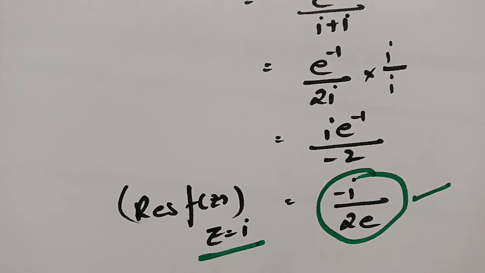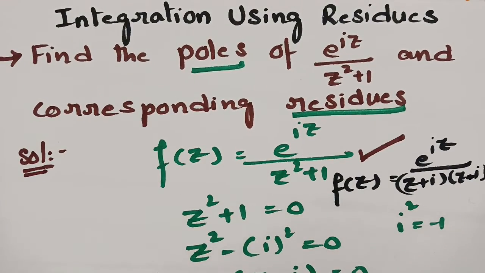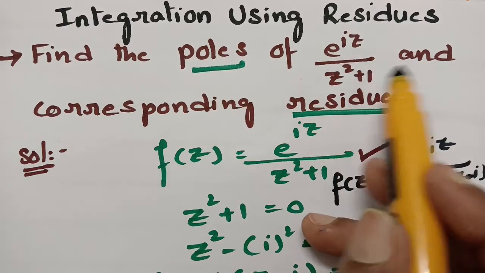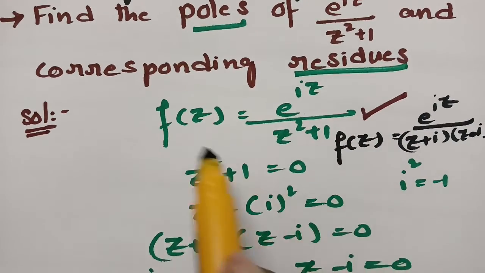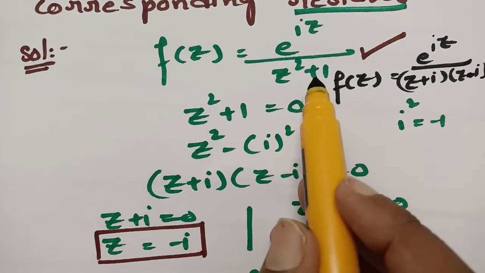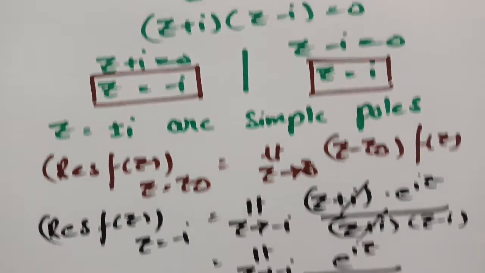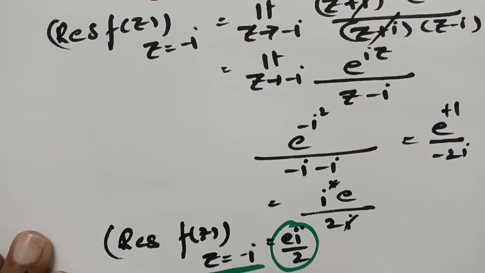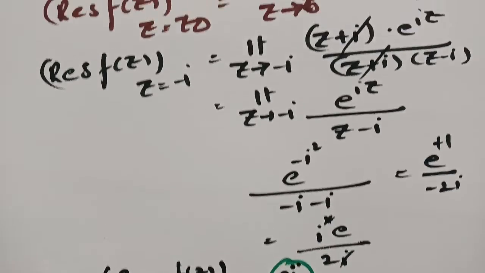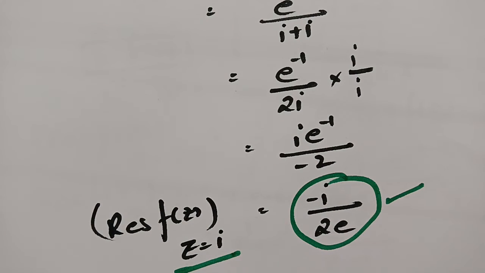So this is how we have to solve. This is also so important. Therefore, in the question, we have to find the poles of the given function and the corresponding residue values. f of z is equal to e power iz by z square plus 1. After equating the denominator to 0, these are the simple poles, that is plus i and minus i. For minus i, this is the residue value after substituting in the formula. And next, for the residue value at z is equal to plus i, this is the residue value, that is minus i by 2e. So this is how we have to solve.